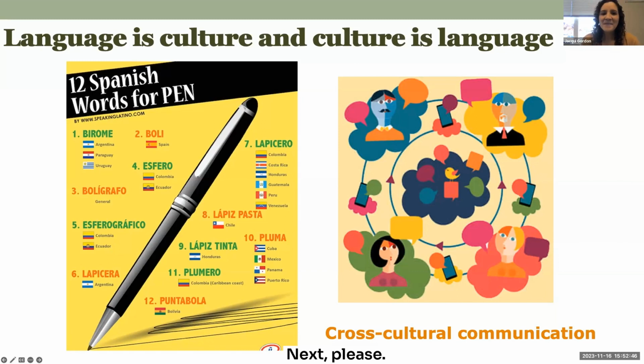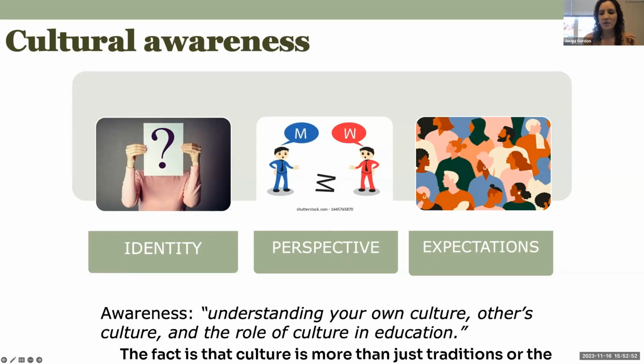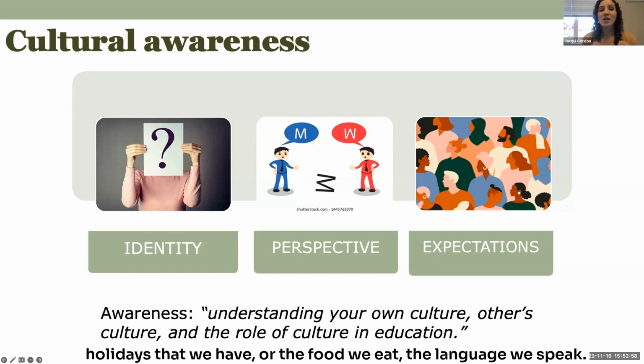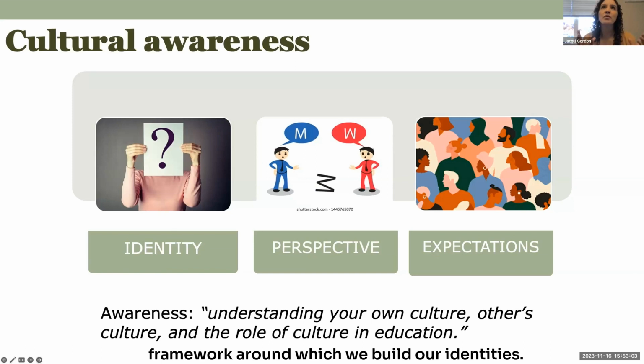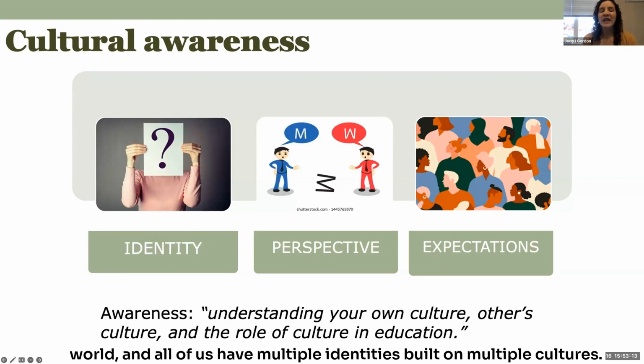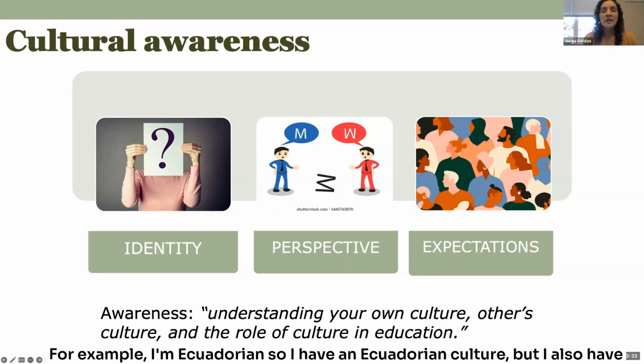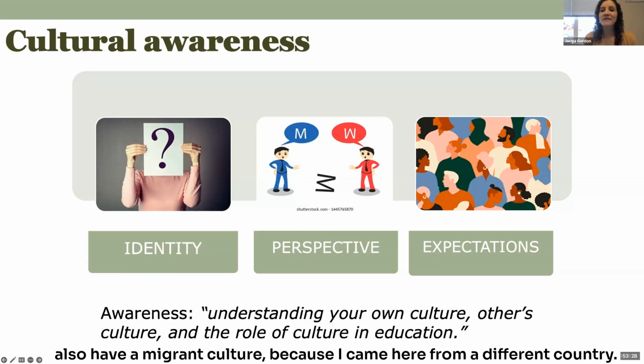Next, please. The fact is that culture is more than just traditions or the holidays that we have or the food we eat, the language we speak. Culture, like someone said in our chat, is the framework around which we build our identities. It is the way we engage with the world. It's our perspectives, the expectations we have of people or of the world. And all of us have multiple identities built on multiple cultures. For example, I'm Ecuadorian, so I have an Ecuadorian culture, but I also have a North American culture because I've been living here for 10 years. And I also have a migrant culture because I came here from a different country.